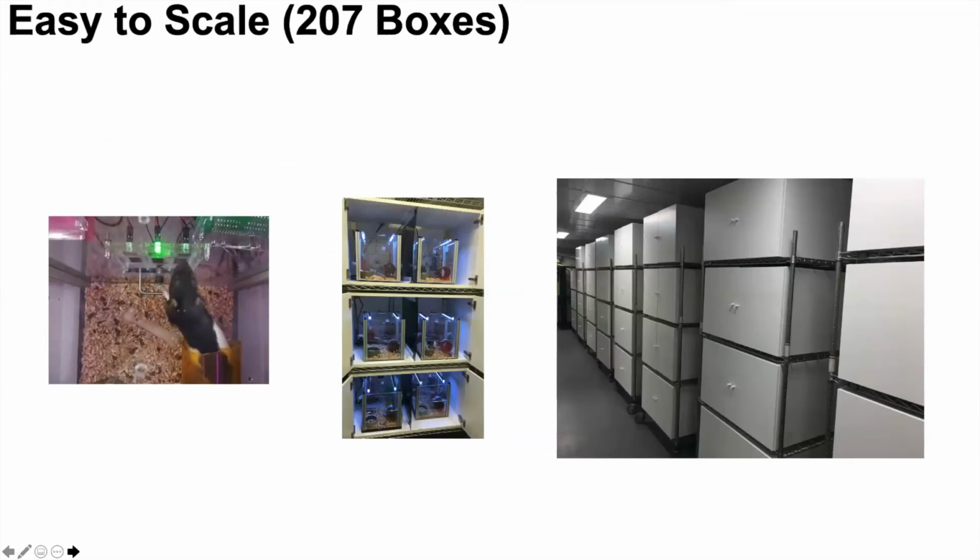So this slide gives you an idea of how easy this is to scale. On the left, I have a video of a subject touching a sensor with its nose and then getting rewarded. In the middle, you see this rat box scaled up to 6 different boxes. And on the right, you can see inside these closed doors are many, many rat boxes. So the lab currently has 207. So it's very easy to scale.